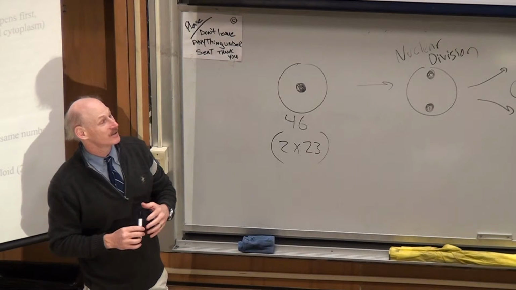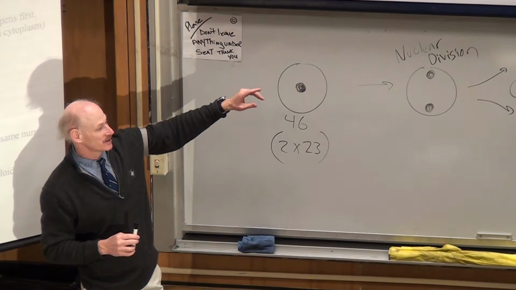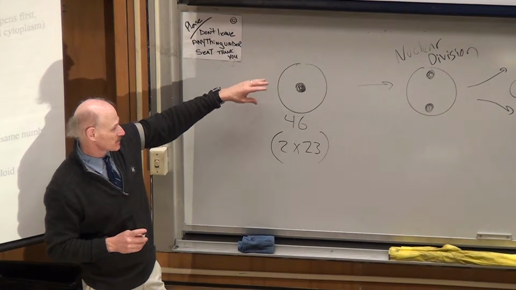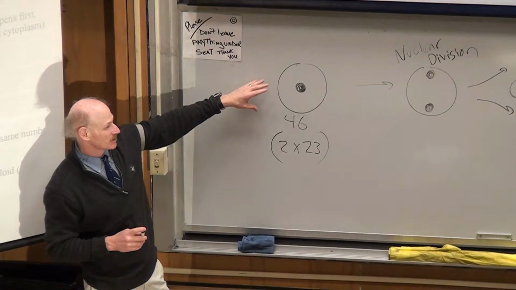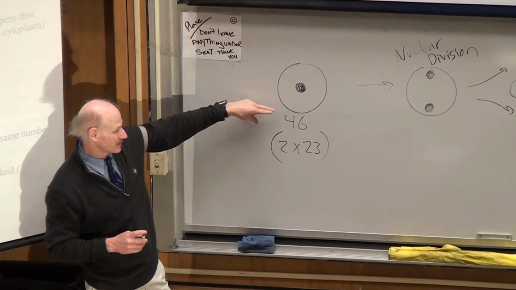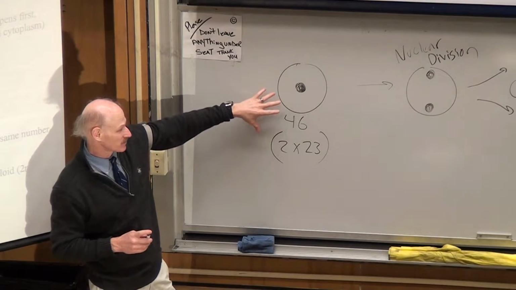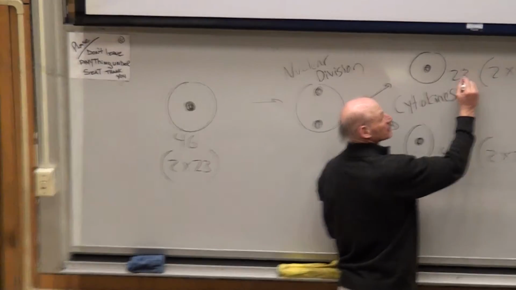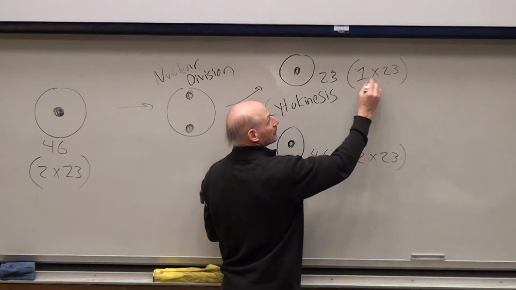Whereas in meiosis nuclear division, the daughter cells each get 1 set of chromosomes. So if this was meiosis, the mother cell has 2 sets of 23, but each daughter cell would only have 23 chromosomes, 1 set of 23.